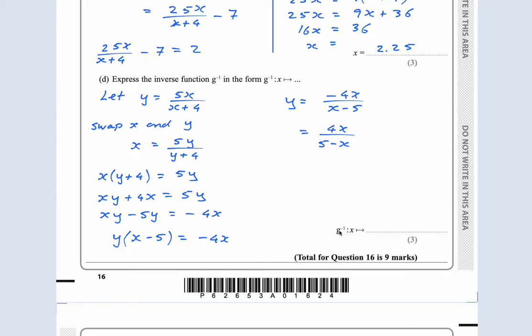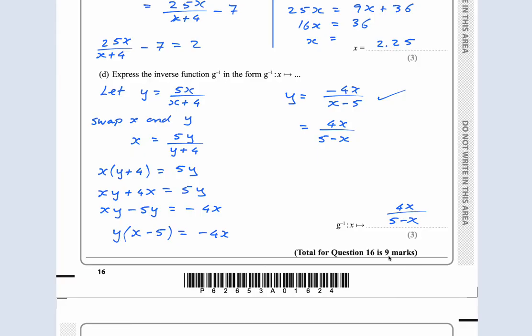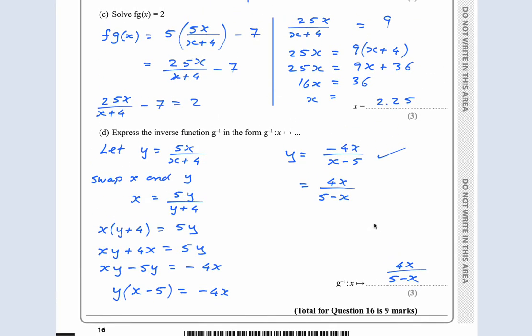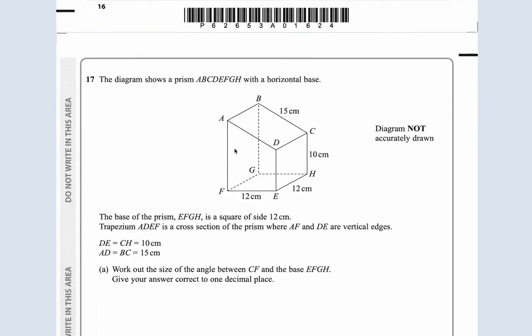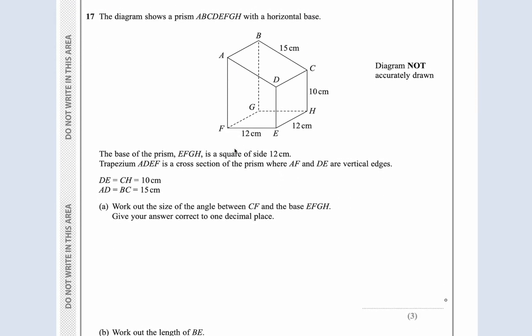So g minus 1 of x is 4x over 5 minus x. But yeah, that's full marks. Okay, done. That was a difficult question, and it was worth 9 marks. Okay, that explains it. Definitely they should have given me more space, I think, for this one though. Okay, question 17.